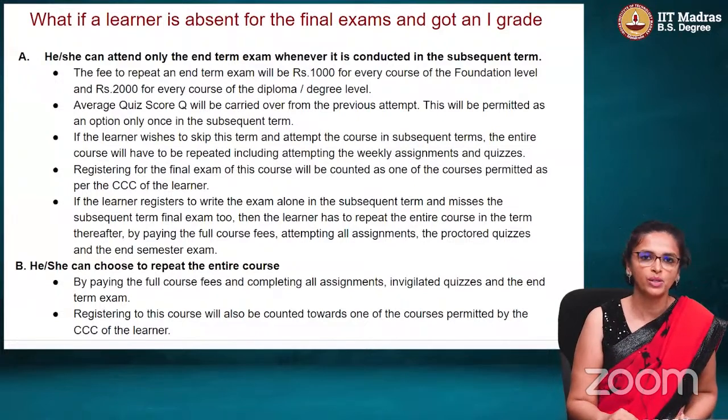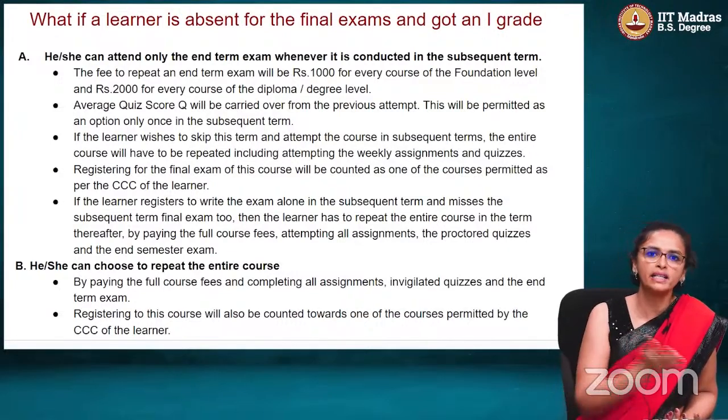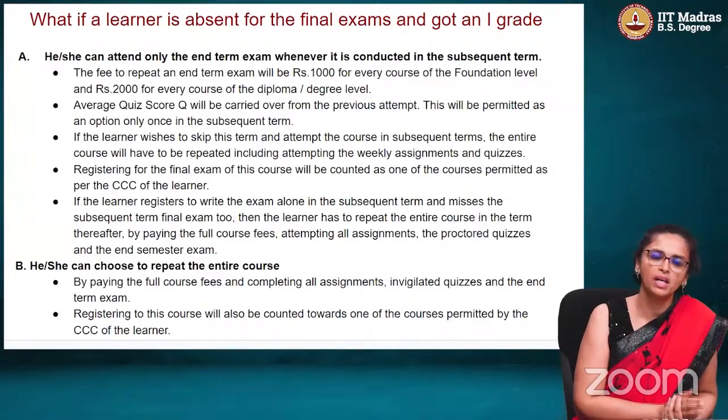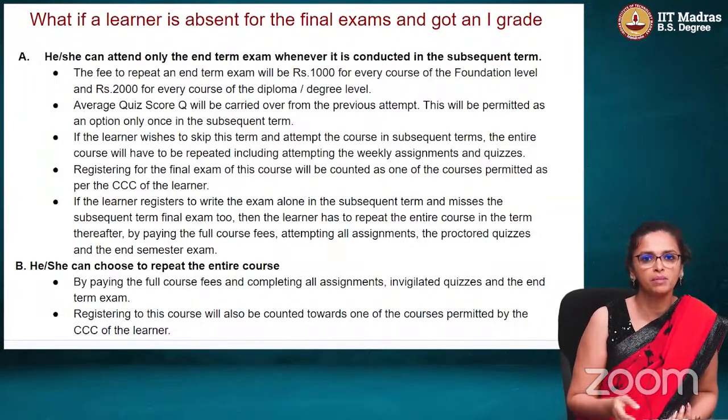So in the term that you register for writing the end term exam alone, we will not give you hall tickets to attempt the quizzes, and we will not consider your weekly assignment scores even if you do attempt and revise it. We will only take the assessment components from the previous term where you had originally registered for the course. If you skip a term, like I said, and you do not register for the end term exam alone in the immediate subsequent term, then you have to repeat the course. You will get a U grade in this and you will have to repeat the entire course after that.